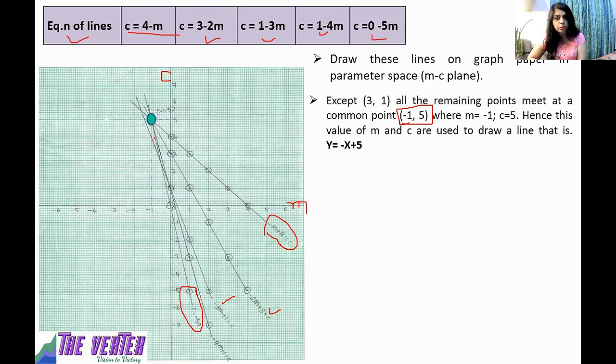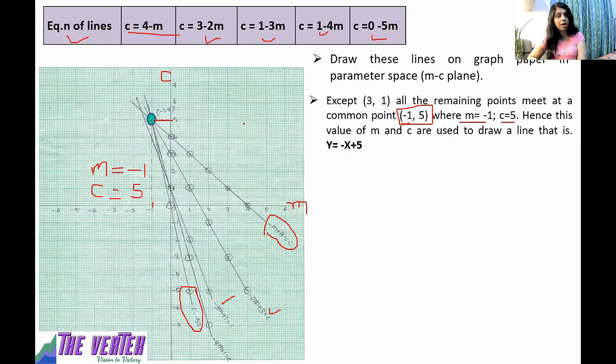What is this point? You can see here m is equal to minus 1. And what is the value of c? Observe, c is equal to 5. So we have got this point where the maximum lines are crossing or intersecting each other. So here m is equal to minus 1 and c is equal to 5. So how will you write the equation of y? y is equal to minus x plus 5.